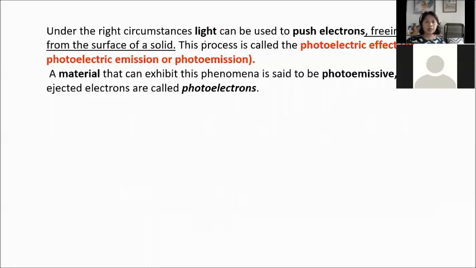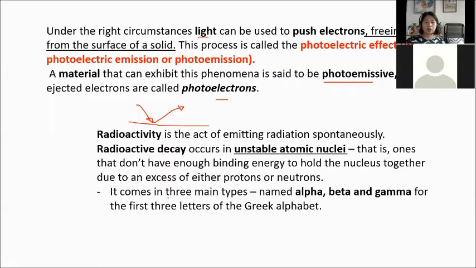Under the right circumstances, light can be used to push electrons, freeing them from the surface of a solid. So kung meron tayong incident light, i-absorb yan ng surface and would emit electrons. This process is called the photoelectric effect, or photoelectric emission, or photoemission. A material that can exhibit this phenomenon is called photoemissive, and the ejected electrons are photoelectrons.